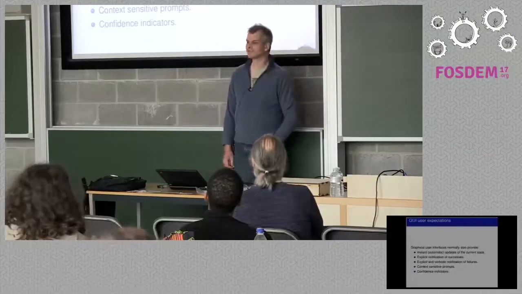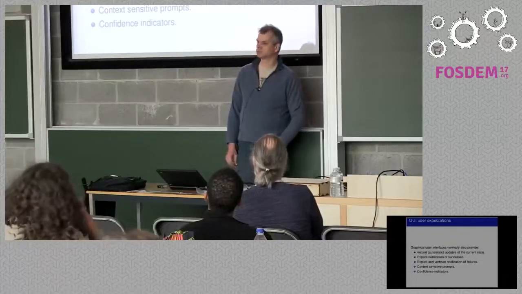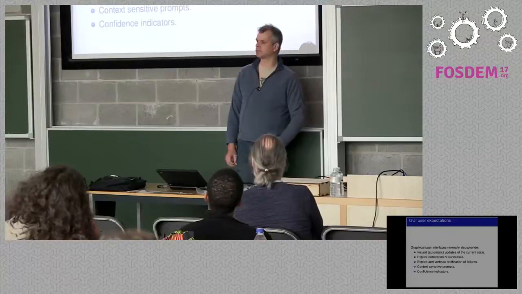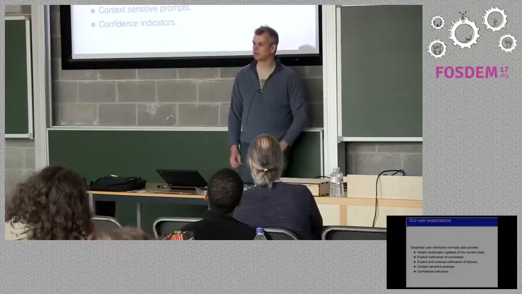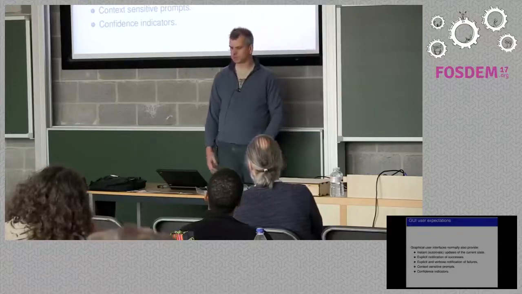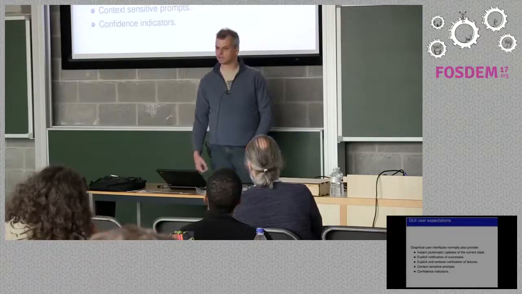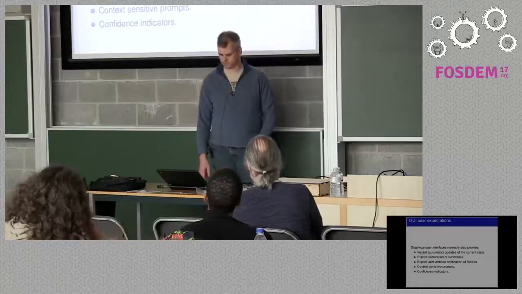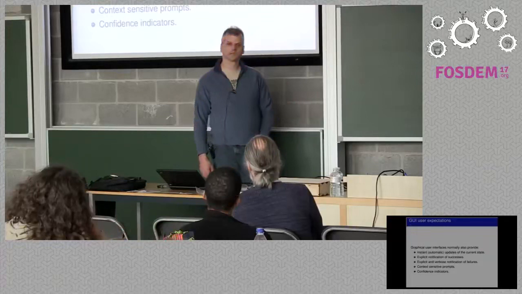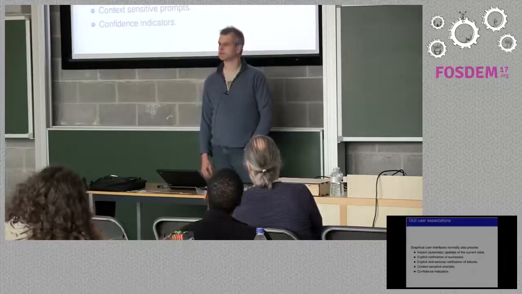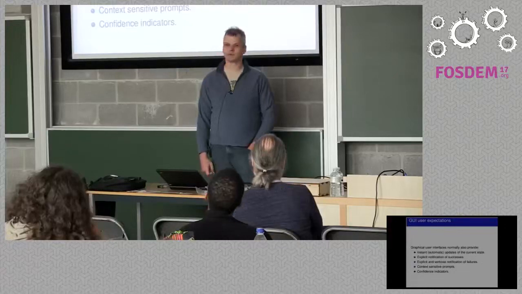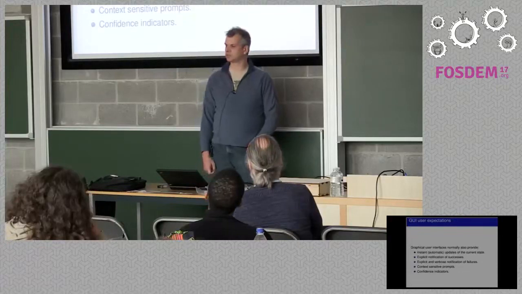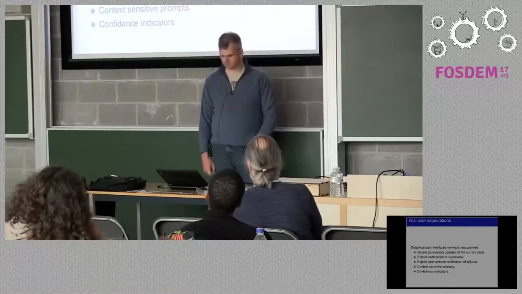Context-sensitive prompts, so they like to see that if a command is not appropriate to be entered at that time, then that command should not be there. The button should be greyed out or not even there at all. So that's something that you have to think about if you're writing a graphical interface, is to only present what is appropriate for the current state. And confidence indicators. If there is a command that is going to take a long time, then they want some kind of indication that the machine is doing something and hasn't just sort of hung.